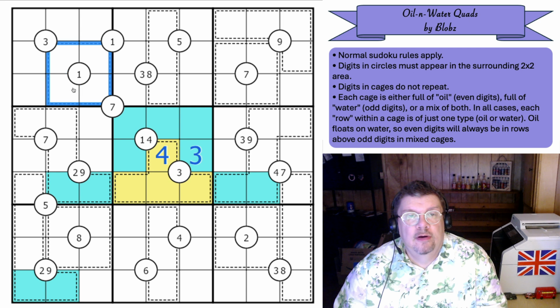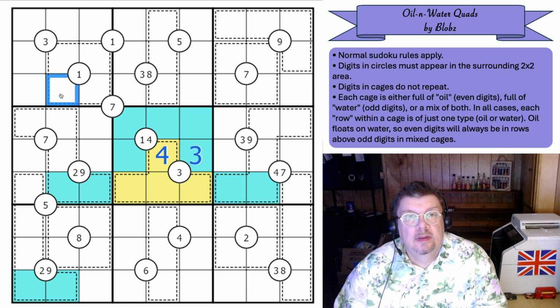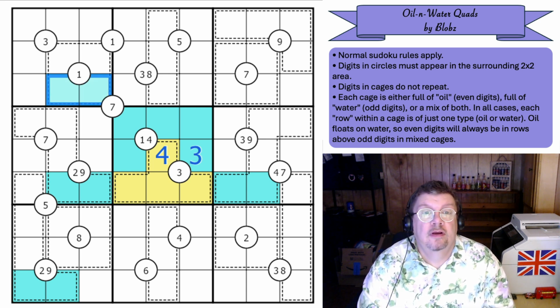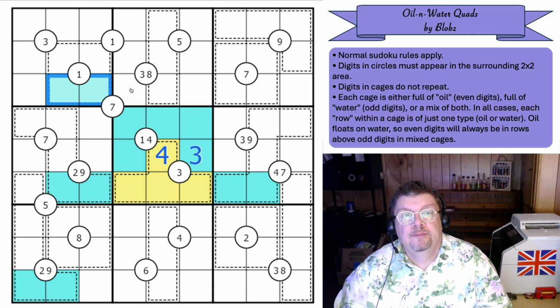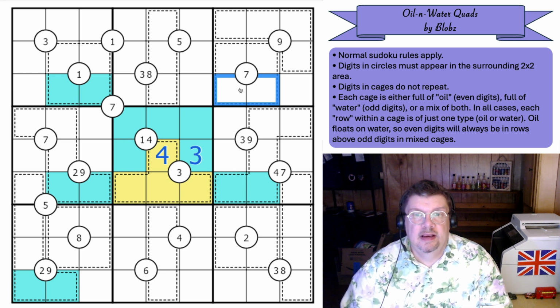In this box, we have at least one odd digit, which is a 1. That means that there is at least one water in this cage, and because oil floats on water, water must go in the bottom row. This could still be water, but this is definitely water. Likewise over here. This must be water because we have at least one odd in that cage because of the 7.